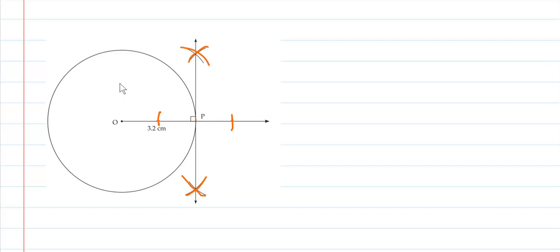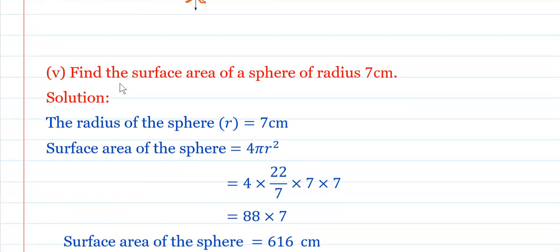And join the point of intersection of these two arcs. हे दोन्ही इंटरसेक्ट होणारे आर्क काय करणार तर जॉईन करणार. You will get here the tangent to the circle at the point P. Okay, टँजंट मिळणार. Next, find the surface area of a sphere of radius 7 cm.